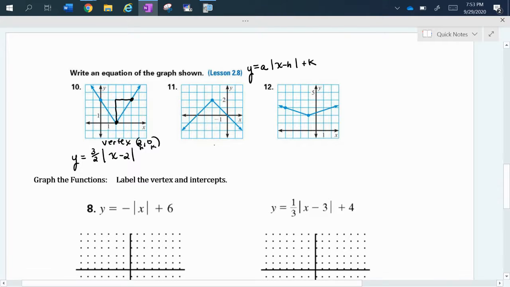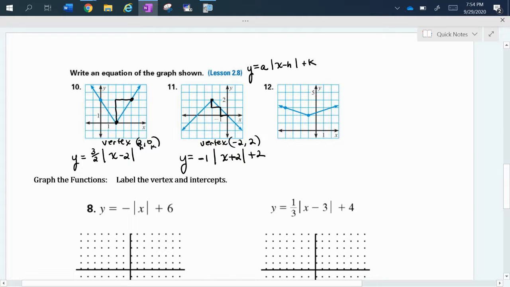For the next one, I see the vertex is at negative 2, 2. So I'm going to write y equals, and then from my vertex, I'm going to count down 1 and over 1, down 1 and over 1. So I see that a in this case is negative 1 since my V opens down. My a is negative 1 times the absolute value of x plus 2. Remember, an x plus 2 shifts our graph from the origin to the left. So I need an x plus 2 and then plus 2 for my k.